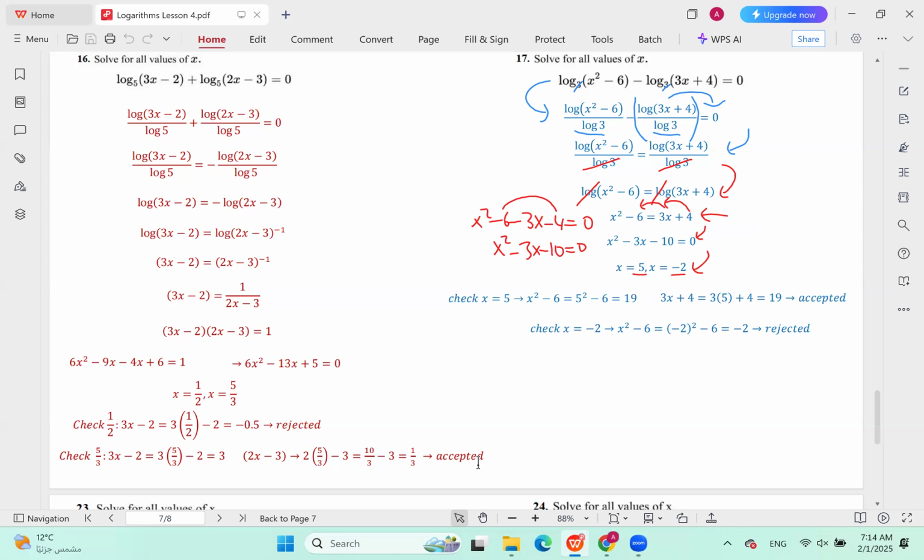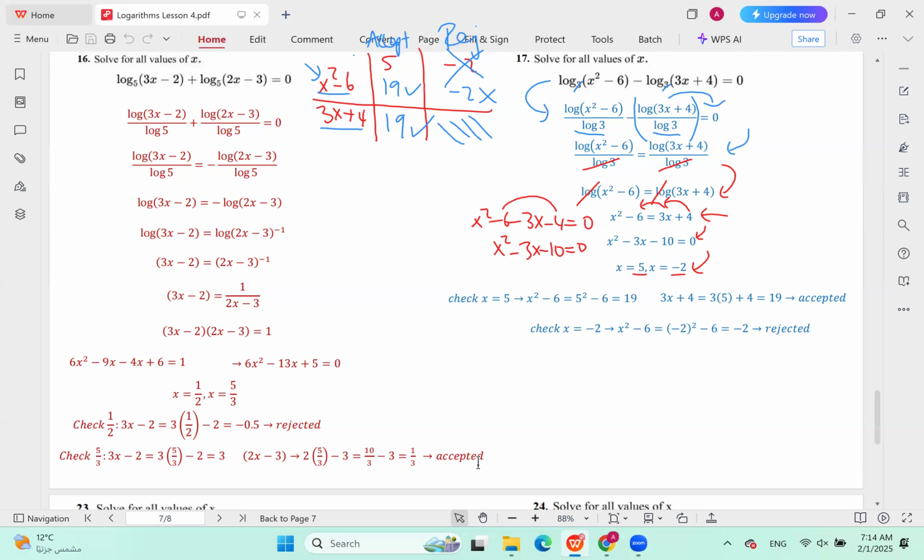We have to try them with each expression. So x squared minus 6, 3x plus 4, and you have 5 and negative 2. Use your calculator to evaluate. This gives us 25 minus 6, which is 19, so that's okay. This gives us 19 as well, so that's fine. For the negative 2, if you put it here, you get 4 minus 6, which is negative 2. And I won't even check this one because this is rejected. And this here is accepted.